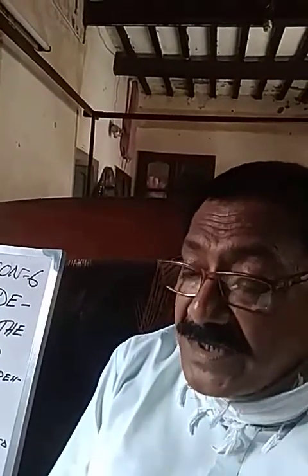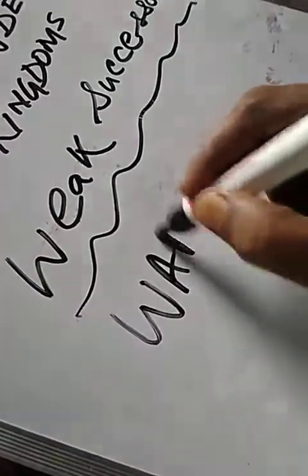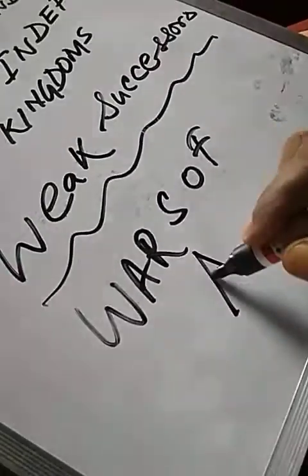And the next one, second point: wars of succession. What is the war of succession? It means that after the death of Aurangzeb, his three sons fought a war of succession among themselves. But Bahadur Shah I was able to manage and became the emperor after the death of his father Aurangzeb.